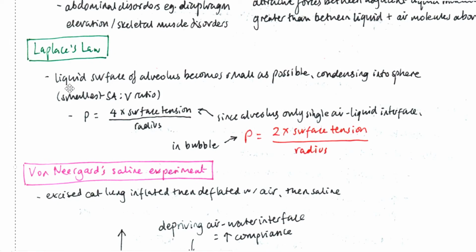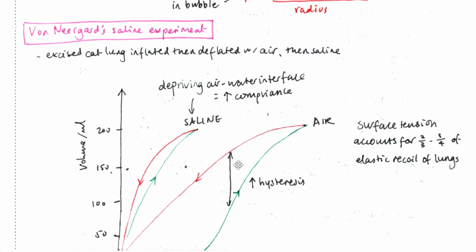Now, before we look at surface tension in a bit more detail, we need to know what Laplace's law is. Laplace's law says that pressure equals 4 times tension over radius. This is relevant because the liquid surface of the alveolus becomes as small as possible, condensing into a sphere, which is the 3D object which has the smallest surface area to volume ratio. So the pressure is governed by Laplace's law. The pressure inside the spherical alveolus, and in this case the number is 2 because the alveolus only has a single air-liquid interface, so in an alveolus the pressure equals 2 times the surface tension over the radius. We'll have a look at why that's relevant later.